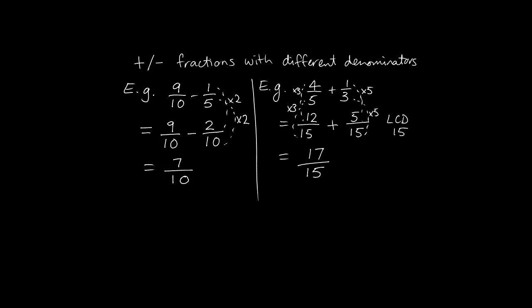Now you can leave your answer as an improper fraction like so, 17/15. Or if you prefer, you can give your answer as a mixed numeral. 15 goes into 17 once with the remainder of 2. So as a mixed numeral, your answer is 1 and 2/15. Like I said, either one of those would be quite fine.